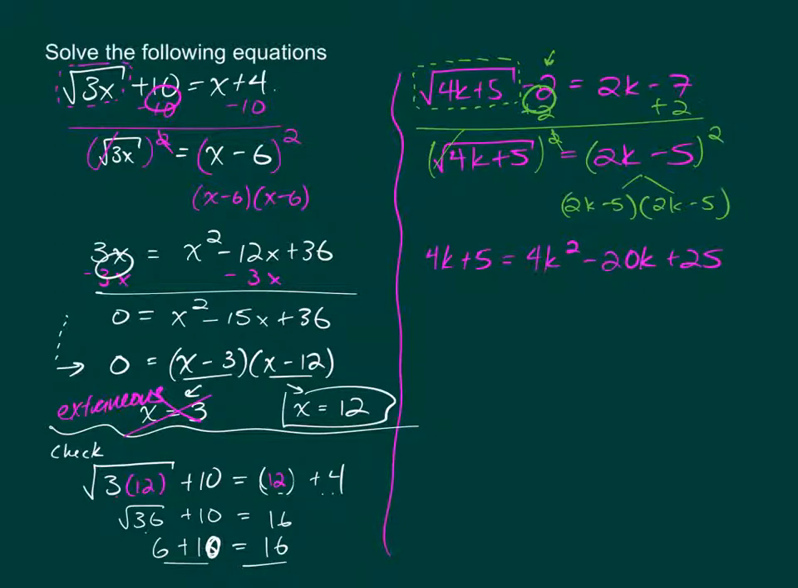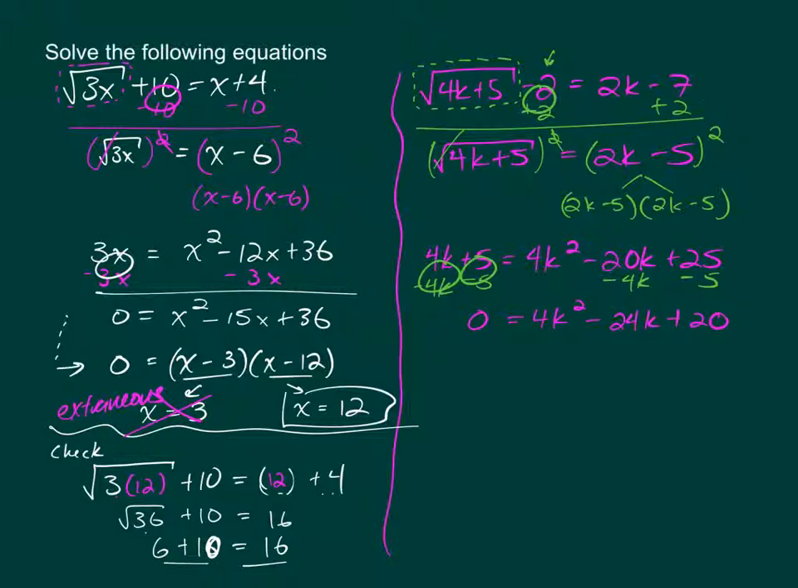So again, this is quadratic. You need to get all the terms over here, so we have an equal 0. So subtract 4k, that will become 0. Subtract 5, that will become 0. So you're left with 0 equals 4k squared minus 24k minus 20. This should be plus 20 right here.